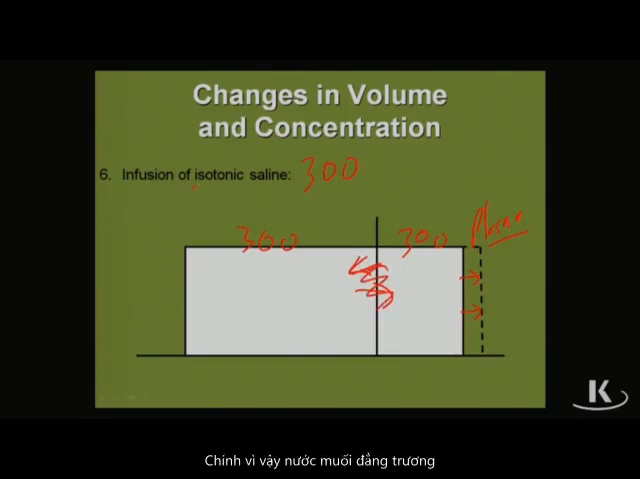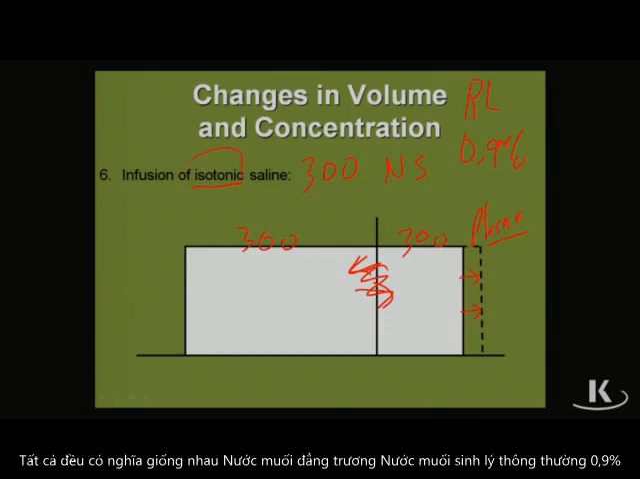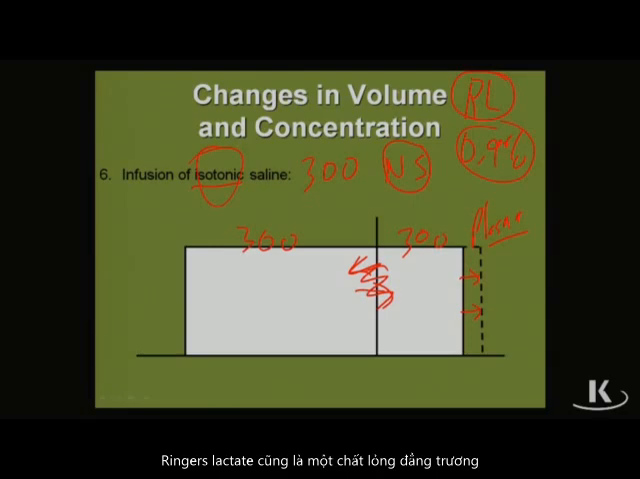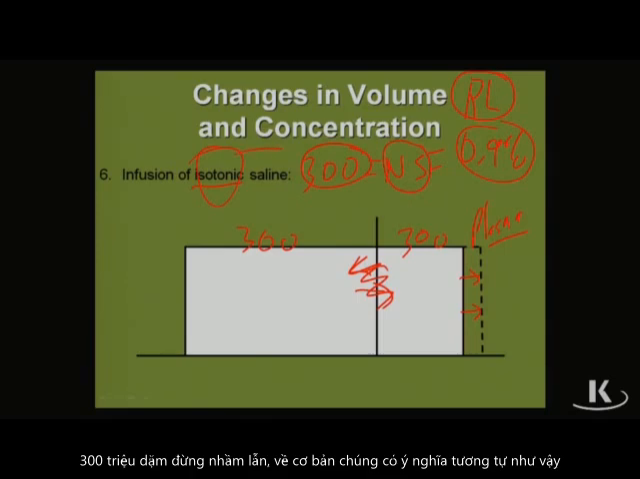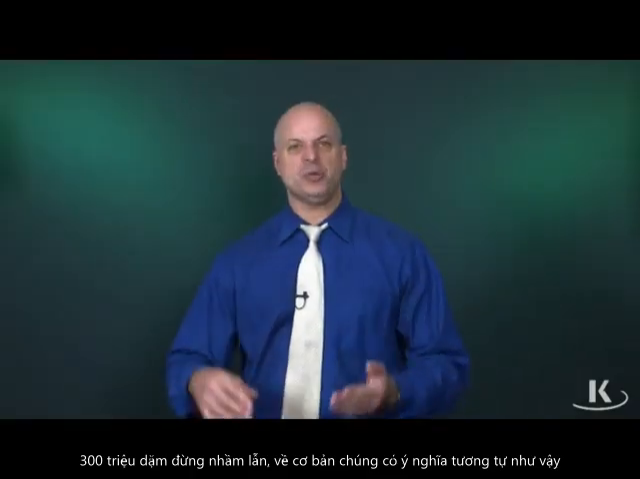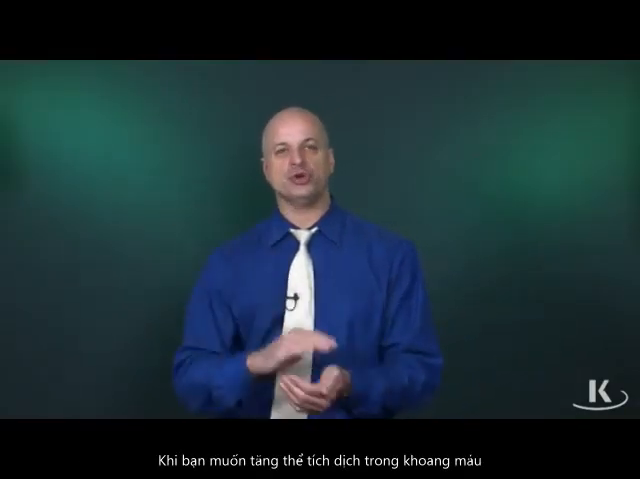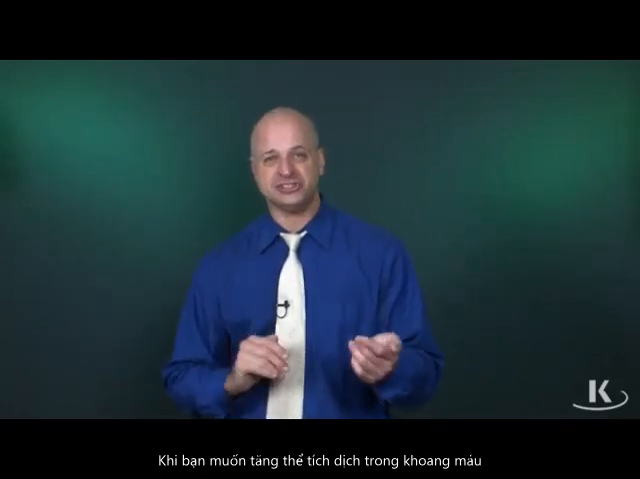That's why isotonic saline, also known as normal saline, also known as 0.9% saline, or Ringer's lactate, all mean the same thing. Isotonic saline, normal saline, 0.9%. Ringer's lactate is also an isotonic fluid, 300 milliosmoles. Don't get confused. They mean fundamentally the same thing. It means that when you want to expand the fluid volume in the blood space, give isotonic saline.